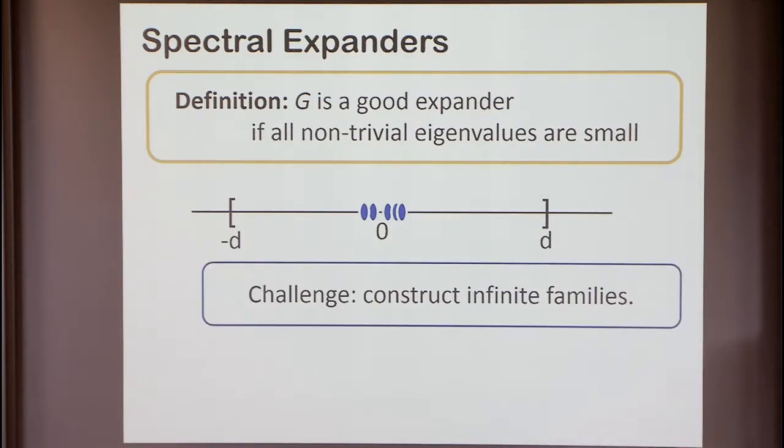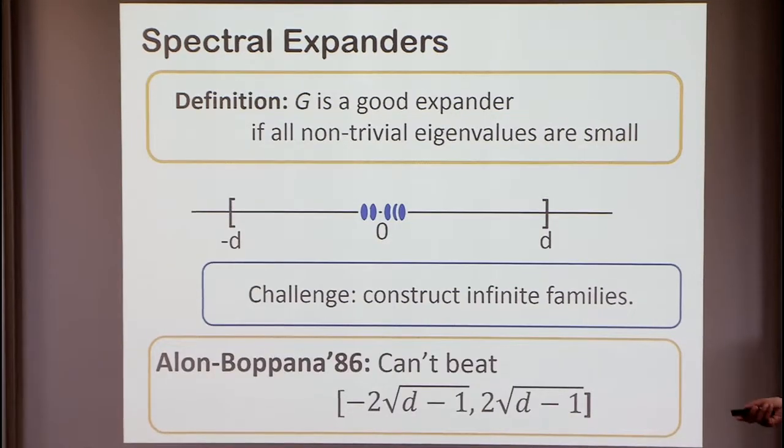But really what we want to do is construct an infinite family of such graphs. We don't just want to do it for some fixed finite n. We want to be able to do this for n going to infinity, keeping d fixed. And it's not possible to construct an infinite sequence of graphs for which all the non-trivial eigenvalues are equal to 0. In fact, there's a limit to how well you can do this. This was shown by Alon and Boppana in 1986, that for any infinite sequence of graphs, you cannot make the eigenvalues concentrate in any interval that's smaller than minus 2 square root of d minus 1 to 2 square root of d minus 1. Okay? You cannot get better eigenvalue concentration than this interval.